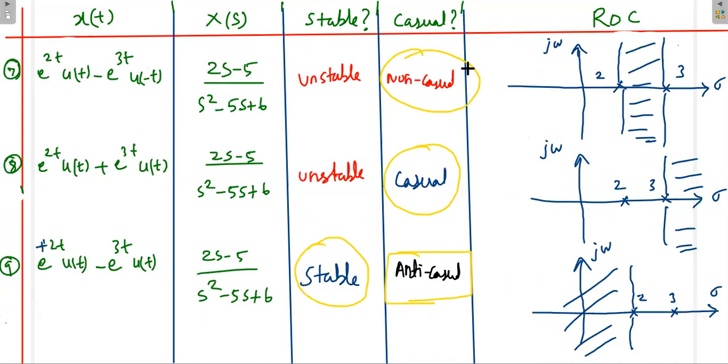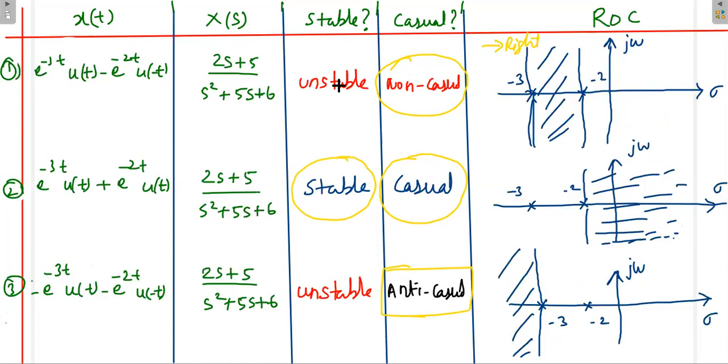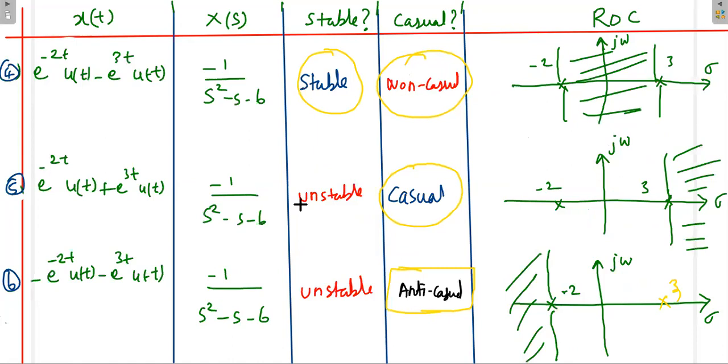Then what about instability? See, we are telling it is unstable. Why? Because this ROC is not including the j omega axis. Here also we are telling unstable. Why? Because this ROC is not including the j omega axis. Again here also it is unstable, because the ROC is not including the j omega axis. So I have denoted all these conditions here.